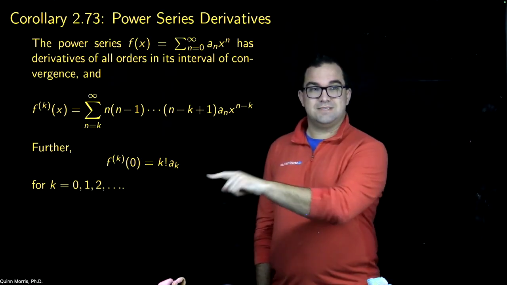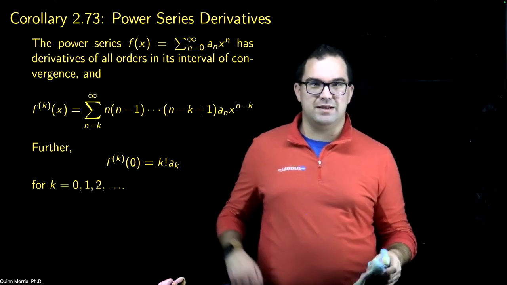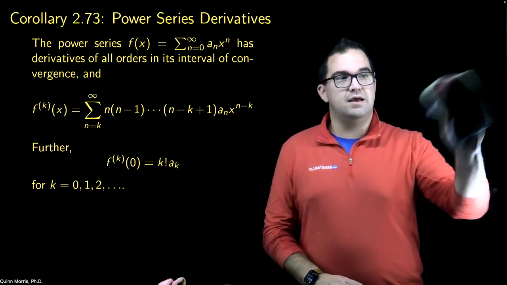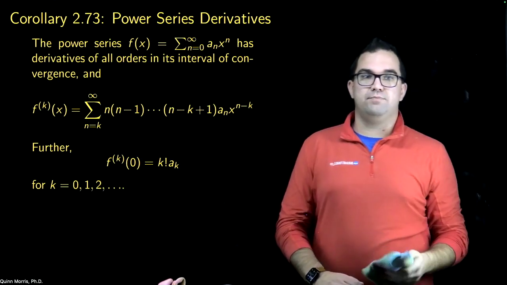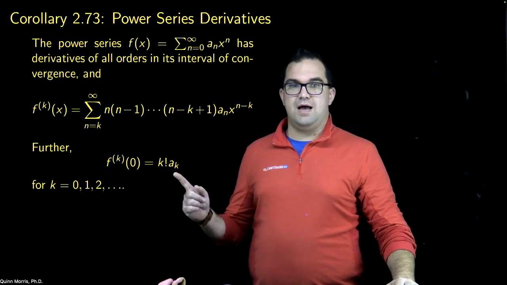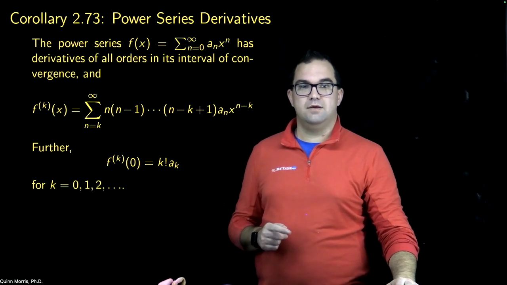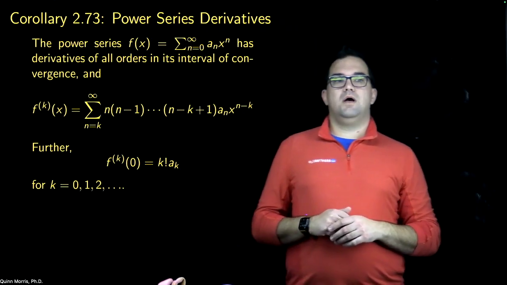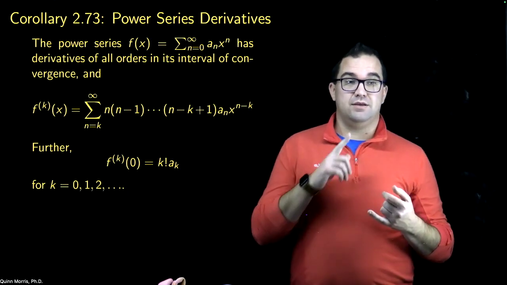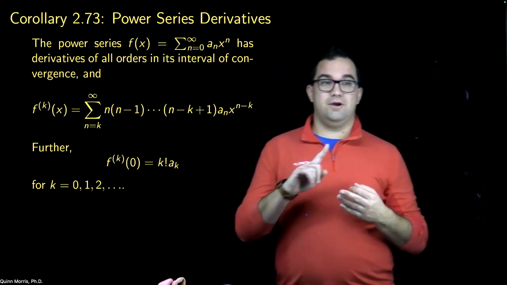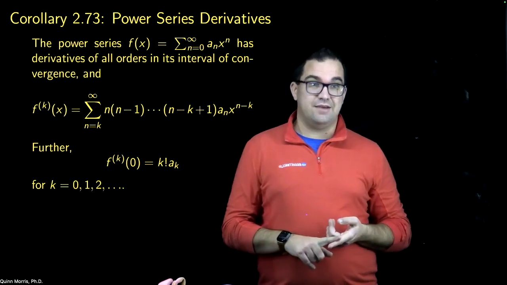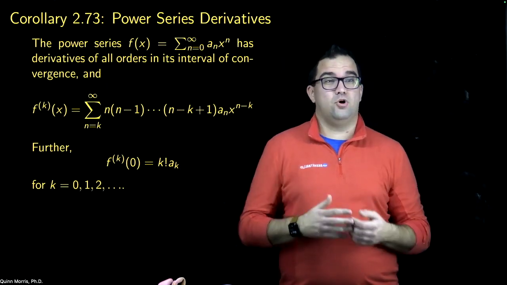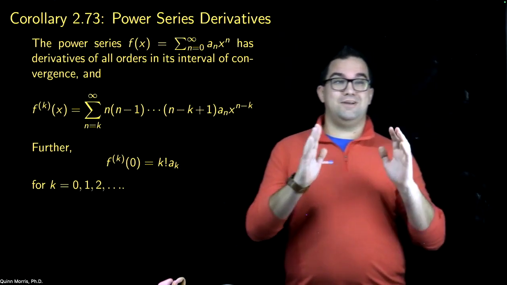A nice little consequence of this that we'll take advantage of here in just a few minutes is if you take the kth derivative of a power series and evaluate it at 0, then you just get k factorial times the kth coefficient. Okay, and again, that holds for every value of k. All right, so these power series are really nice. They're continuous, they're differentiable, they're integrable, they're actually infinitely differentiable. So they're just really, really nice. Again, they're like polynomials in many ways on their interval of convergence.